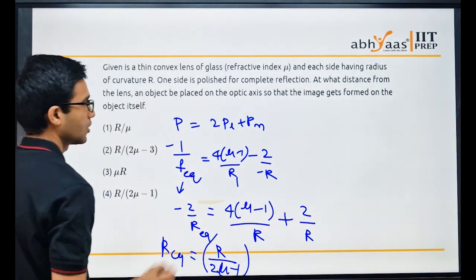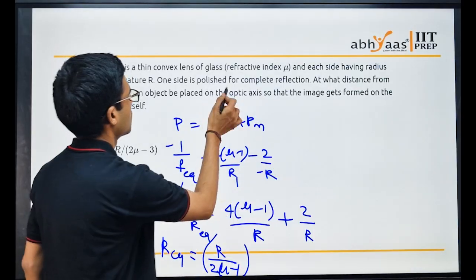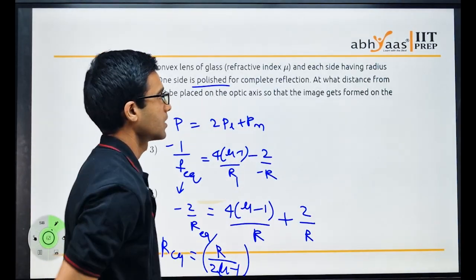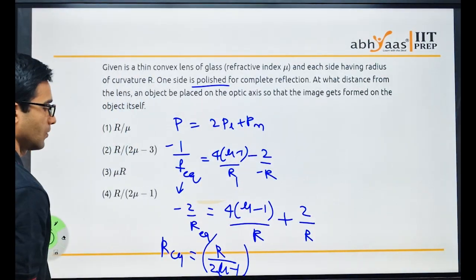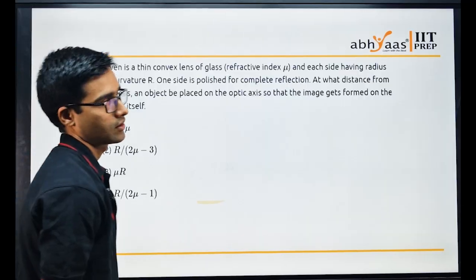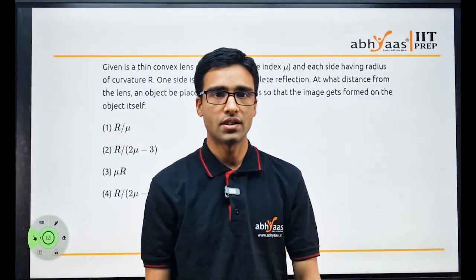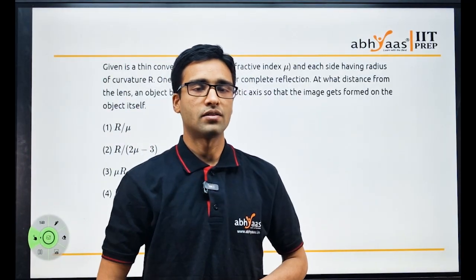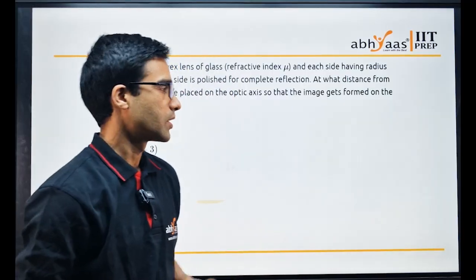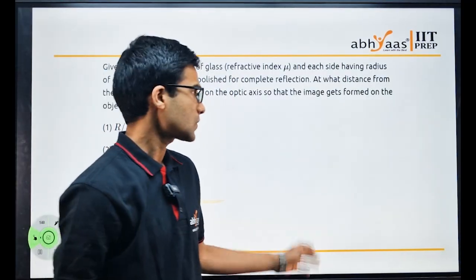Because he has given two polished sides, we are trying to take two sides, that's why we are getting this one. So it is somewhat a medium type of question. I'm just trying to give a rough idea about this one, because the calculation you can do yourself.